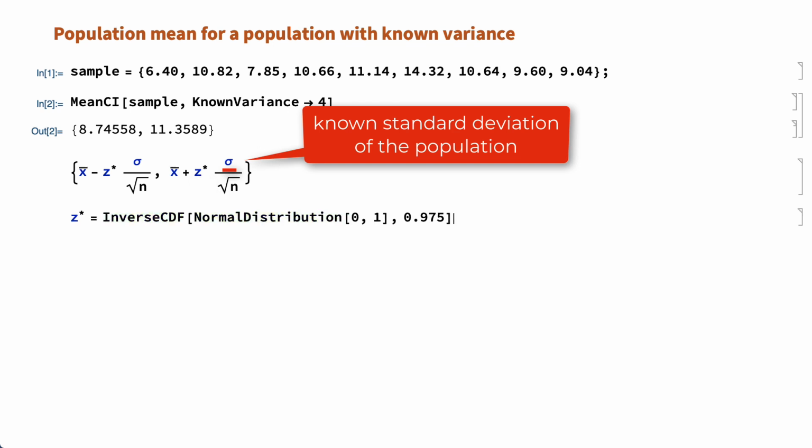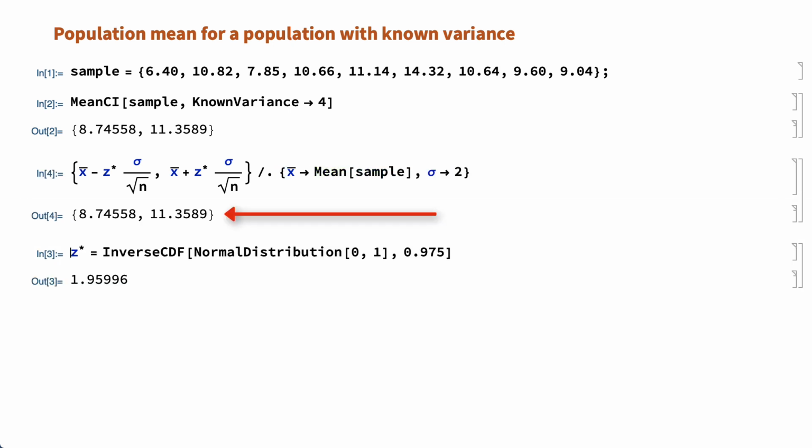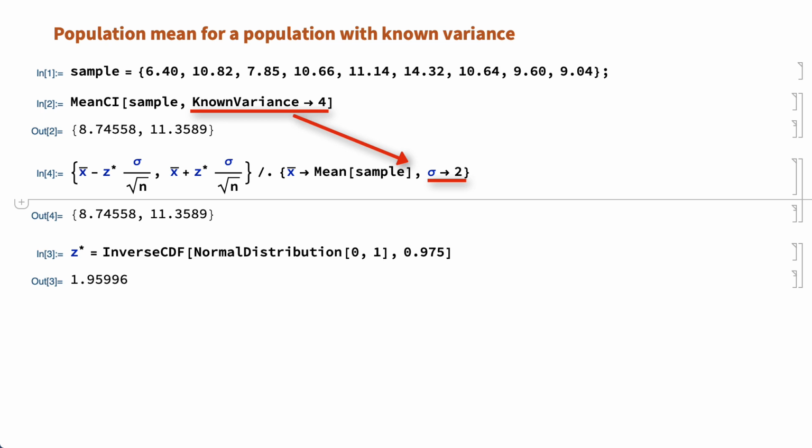This input gives the value of z star for a 95% confidence interval. This input is much like the input that was used earlier to get t star based on the student t distribution, but when the variance of the population is known, the appropriate sampling distribution is a normal distribution rather than a student t distribution. That value can be inserted into the formula to get the same result as the result from the mean CI function. Standard deviation is the square root of the variance, so a variance of 4 corresponds to a population standard deviation sigma of 2.